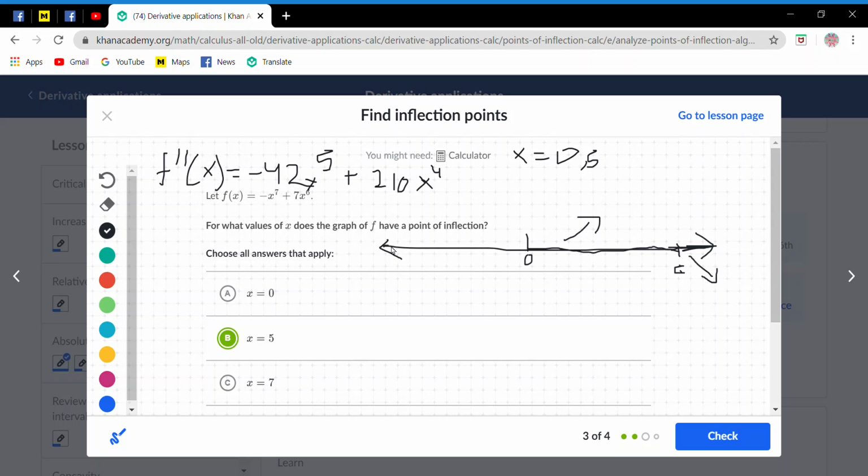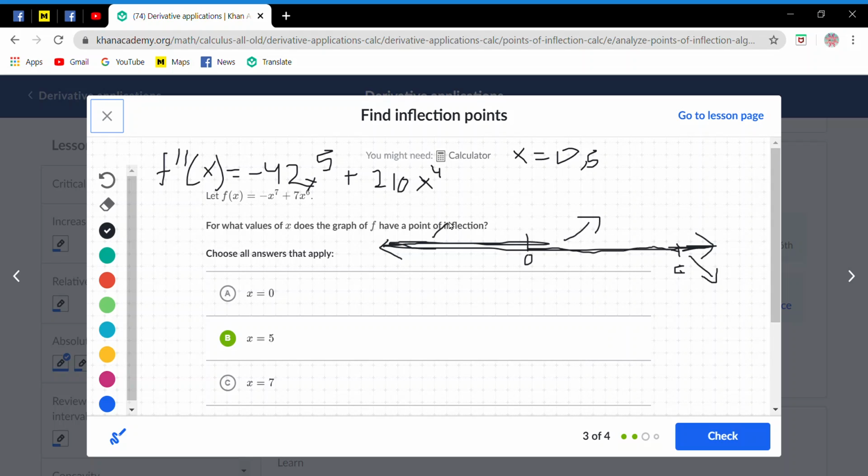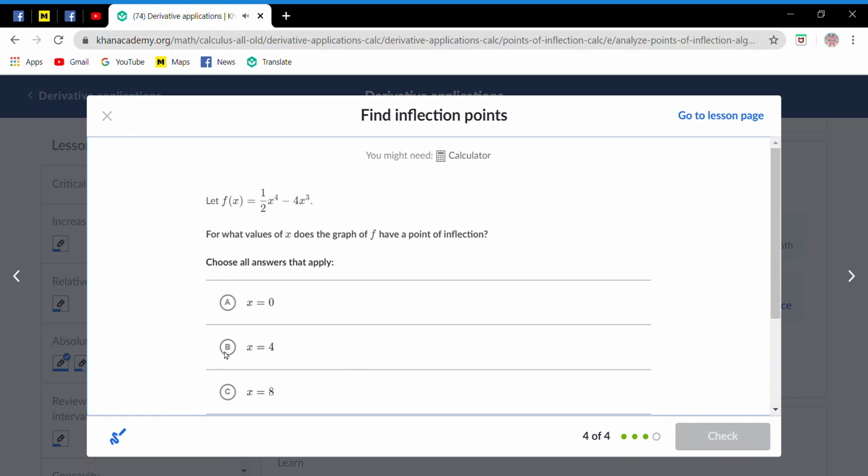And let's see in this interval from 0 to negative infinity. Let's pick a value, let's say negative 1. So this becomes negative 42 times negative 1 to the fifth, which is negative 1, so negative 42 times negative 1 is 42 itself, plus 210. So this is 252. It's still positive, so our only inflection point is at 5. Let's check our answer, and we got it right.